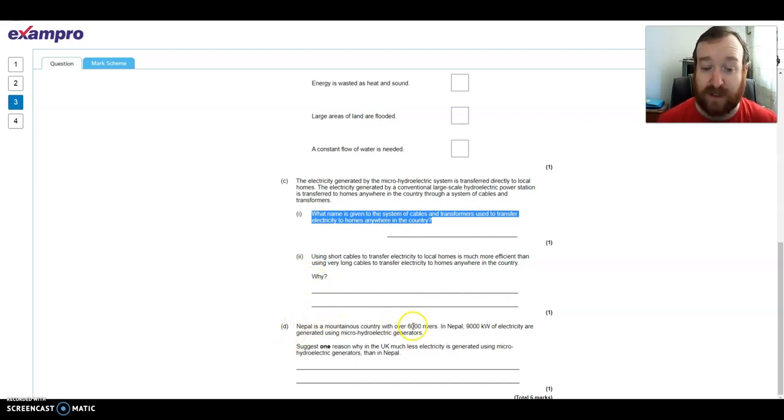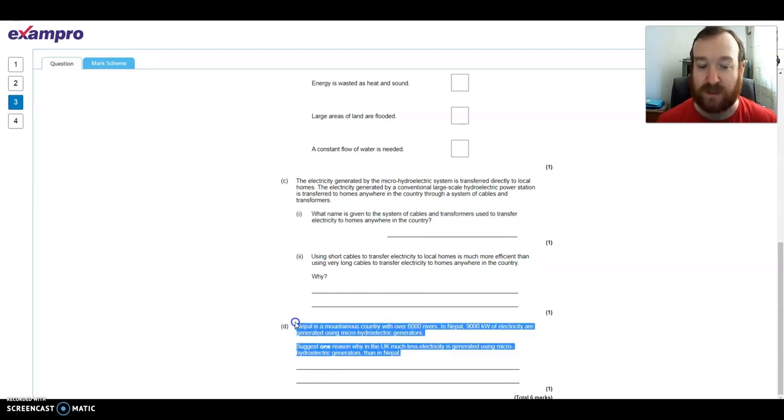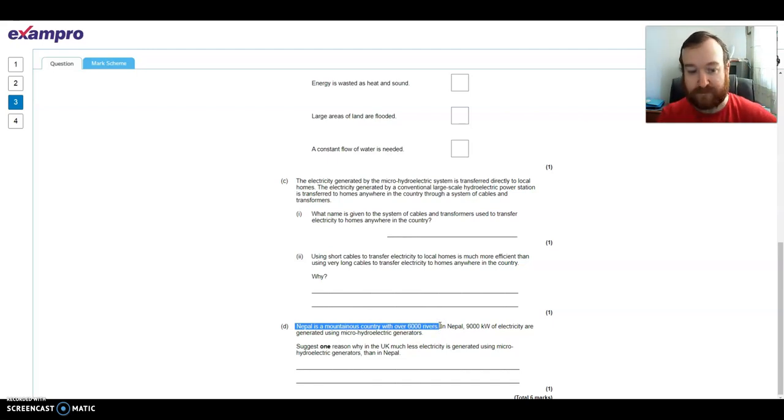Nepal is a mountainous country with 6,000 rivers. In Nepal, 9,000 kilowatts of electricity are generated using micro hydroelectric generators. Suggest one reason why the UK generates much less electricity using micro hydroelectric generators than Nepal. So what's the difference? Why does it give you this statement at the beginning? Why is it said that there's 6,000 rivers? Why is it giving you that bit of information? Okay, we don't have as many rivers. We don't have as many mountains. So the chances of us using those tiny little generators is much smaller.